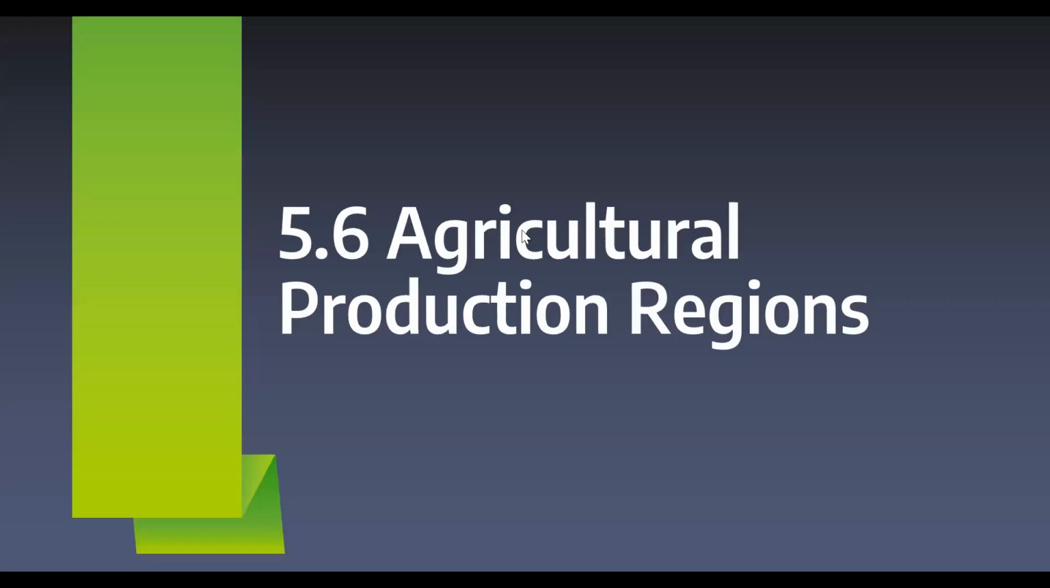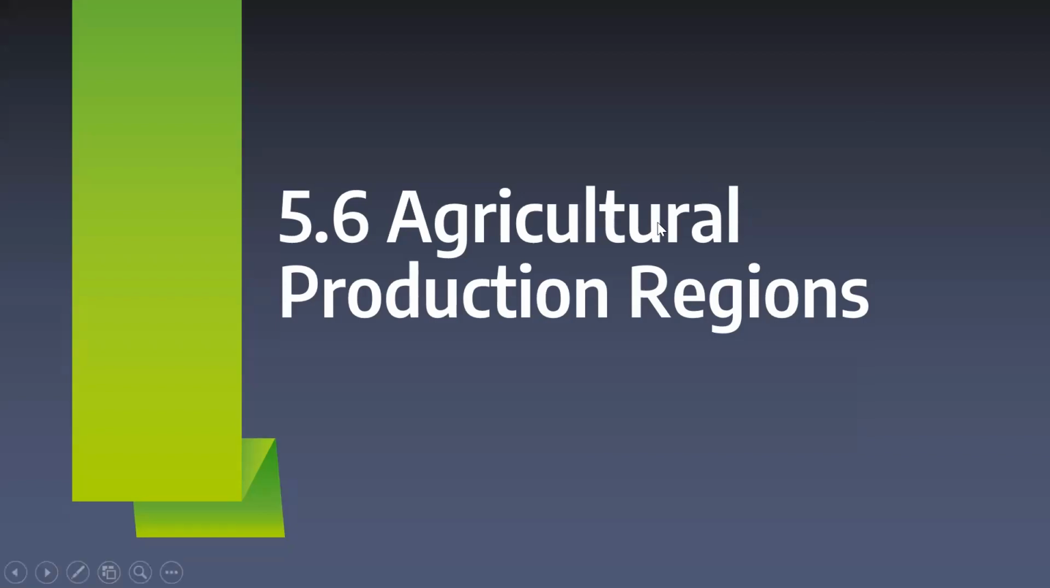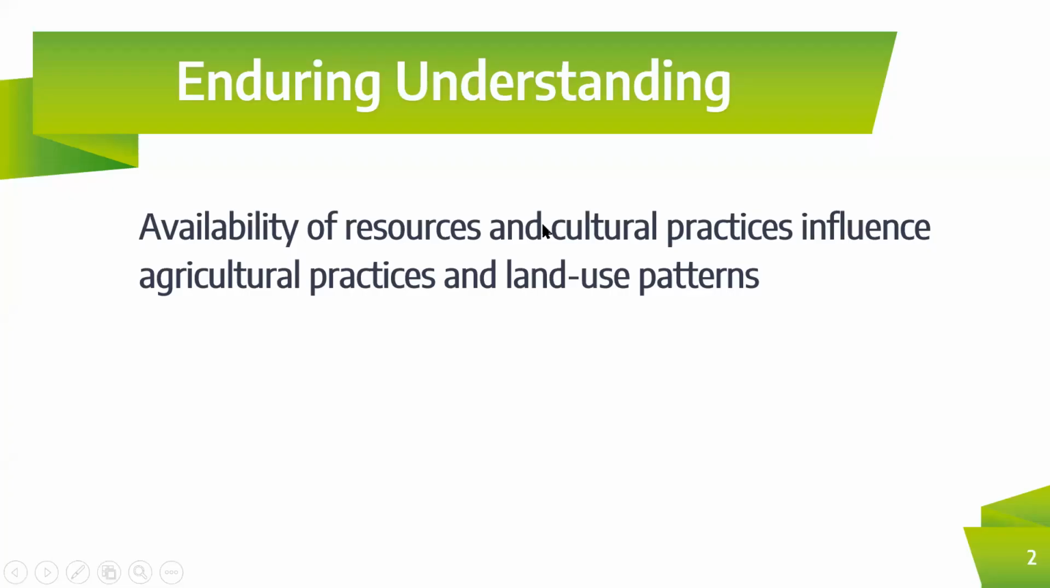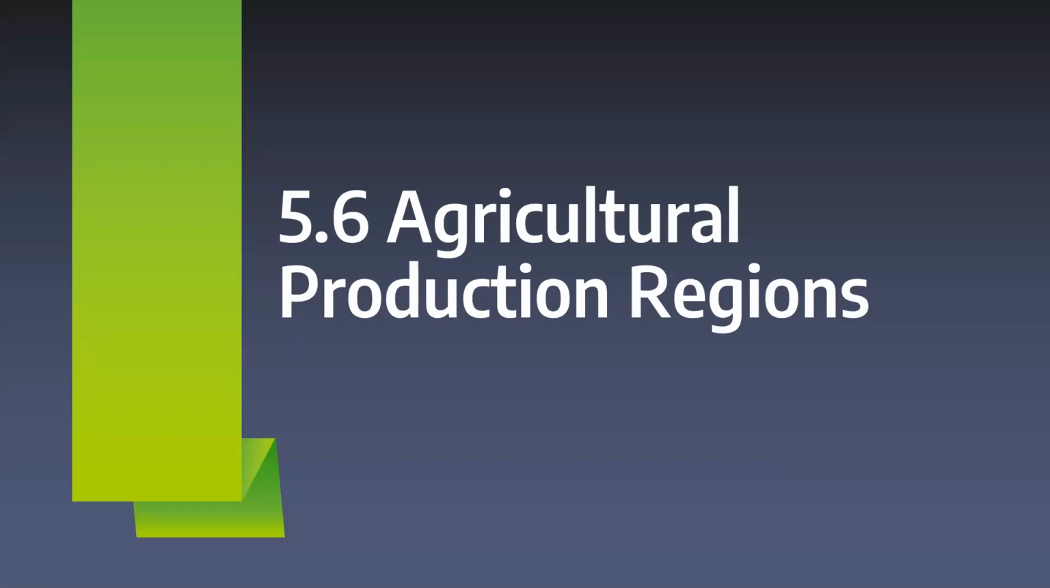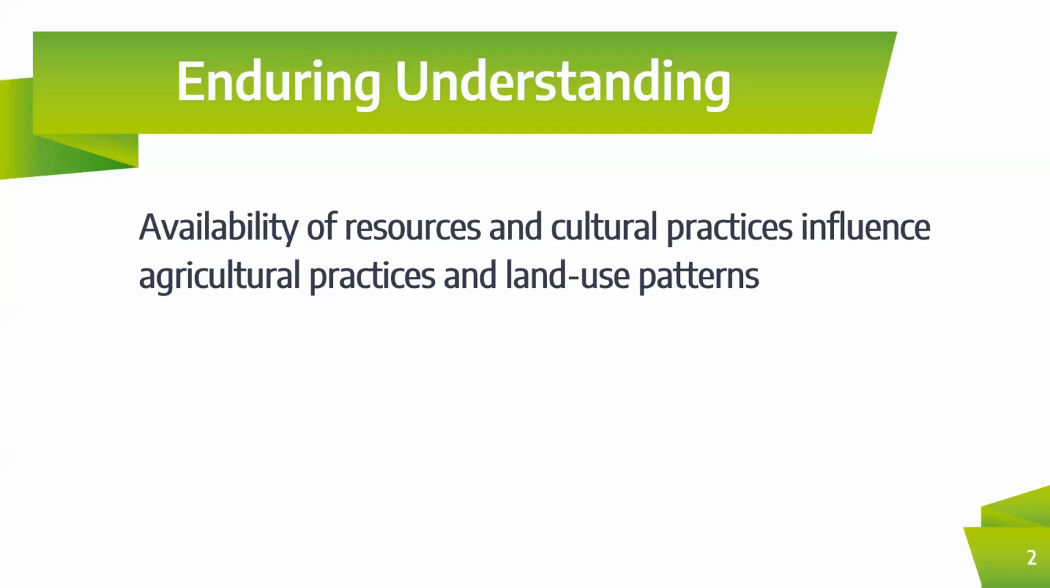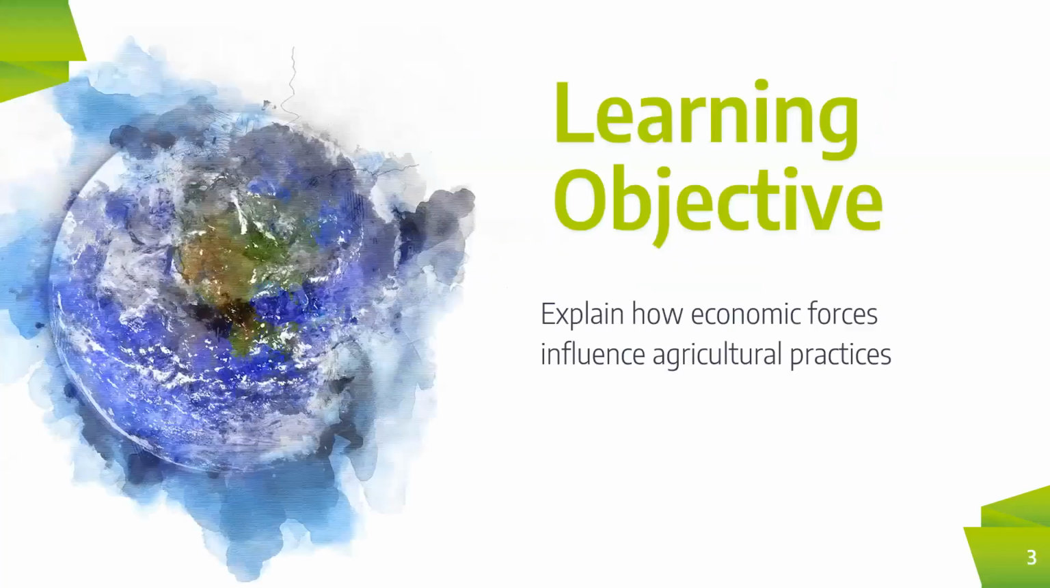All right, you guys. So I'm going to be talking about topic 5.6 and 5.7 in this lecture. So 5.6, agricultural production regions. The enduring understanding here is that the availability of resources and cultural practices influence agricultural practices and land use patterns. The learning objective here is just to explain how economic forces influence agricultural practices.